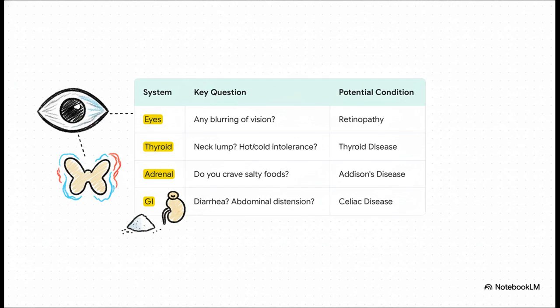You ask about feeling too hot or too cold all the time, and that could be a sign of thyroid disease. Craving salty foods? Yeah, it's rare, but that's the classic textbook question for Addison's disease. And tummy troubles like diarrhea could even point towards celiac disease. Each question is a targeted probe.